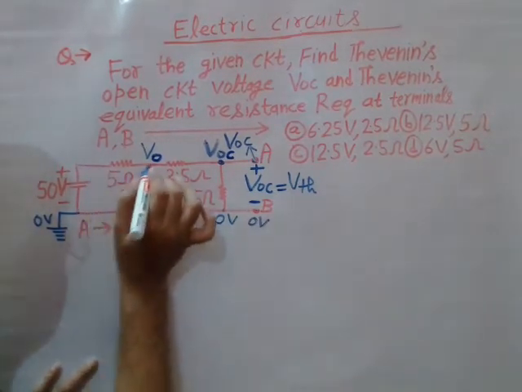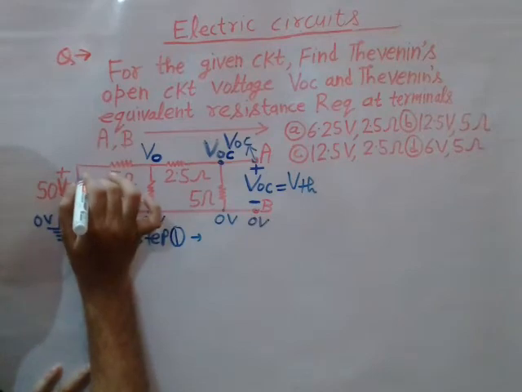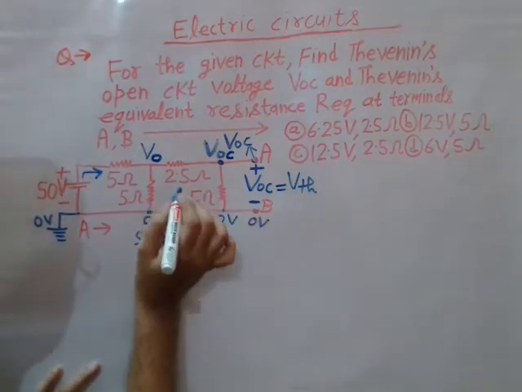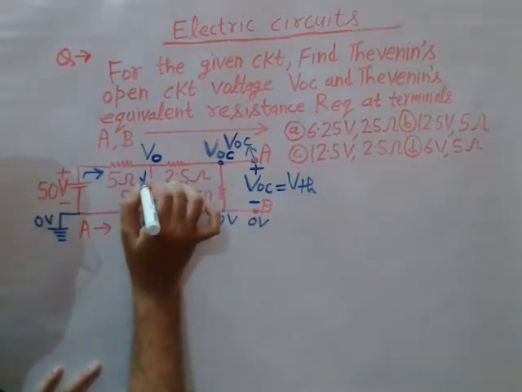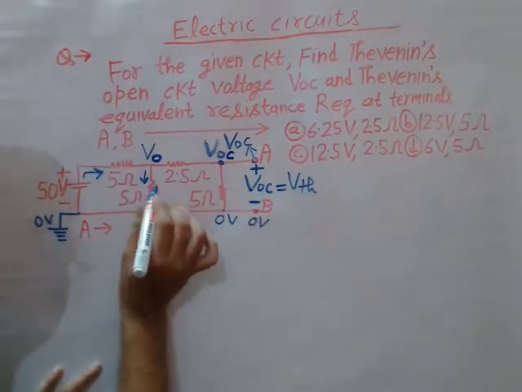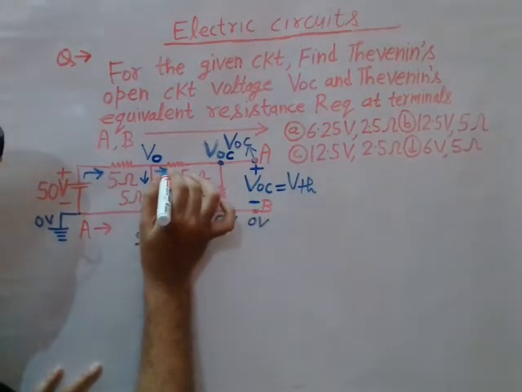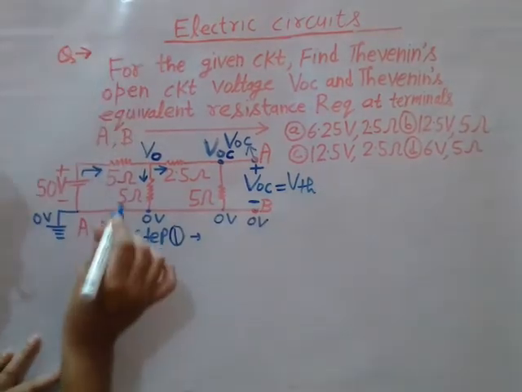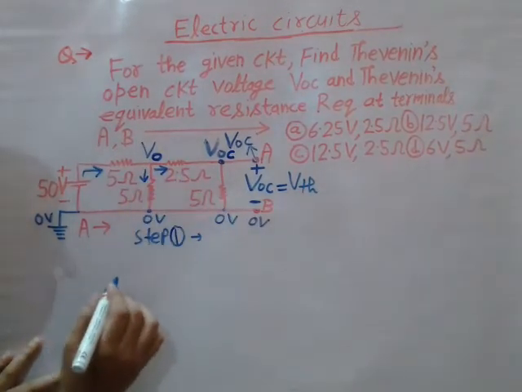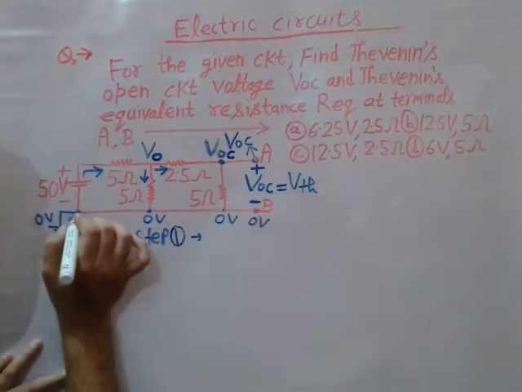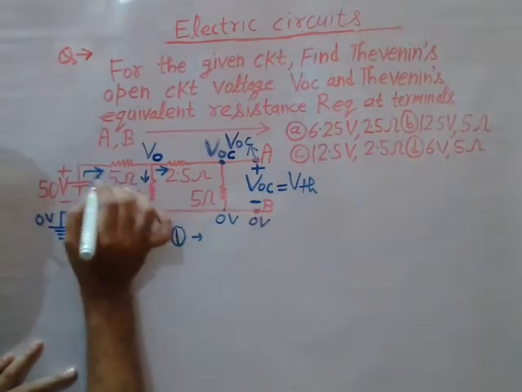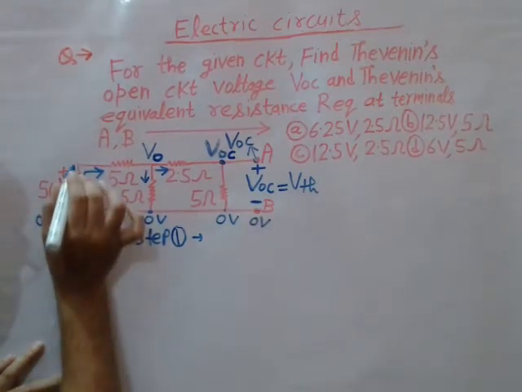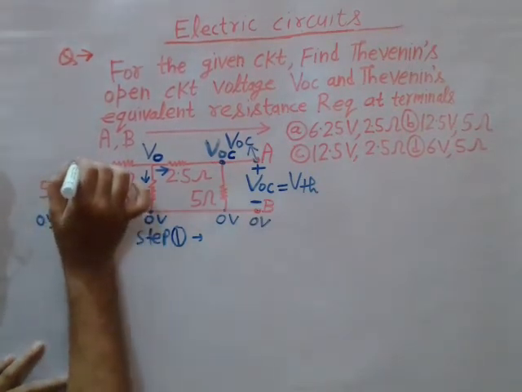So how to apply Kirchhoff's current law? Kirchhoff's current law says that the algebraic sum of all the incoming currents is equal to the algebraic sum of all the outgoing currents. So here suppose the current is coming like this, then I am taking this potential to be higher. What is the potential of this node?